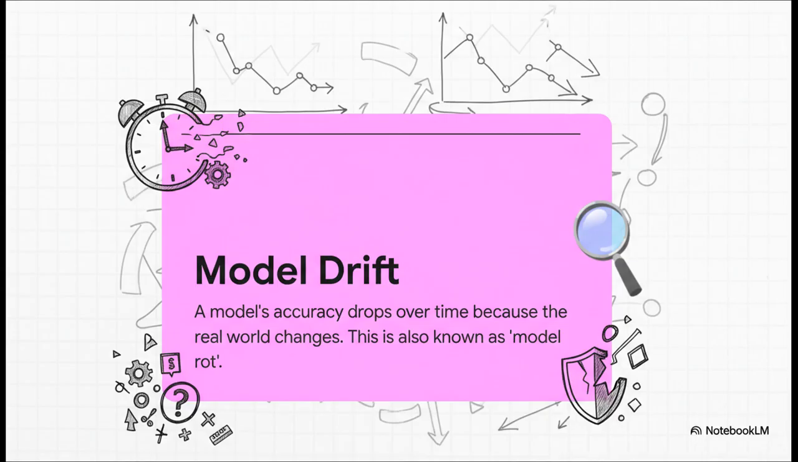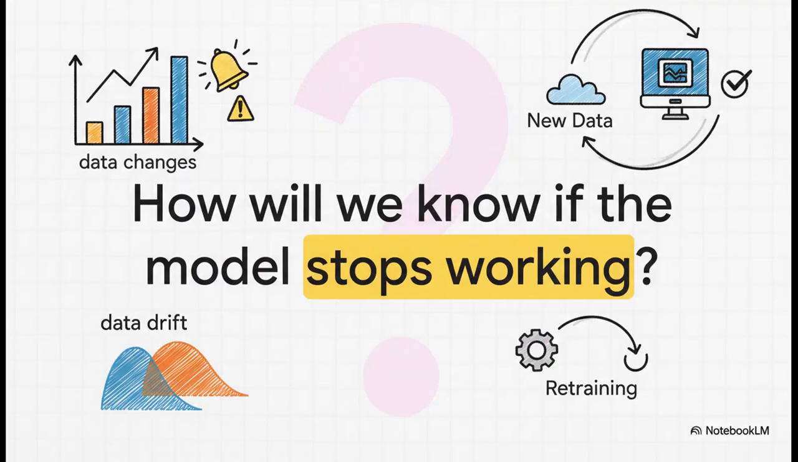Basically, the patterns the model learned during training start to get stale and outdated. For our example, maybe new types of fraud pop up that the model has never seen before, and so its accuracy slowly starts to degrade. This is exactly why monitoring isn't some optional nice-to-have. It's completely essential. And this brings us to the architect's final and maybe most important operational question.